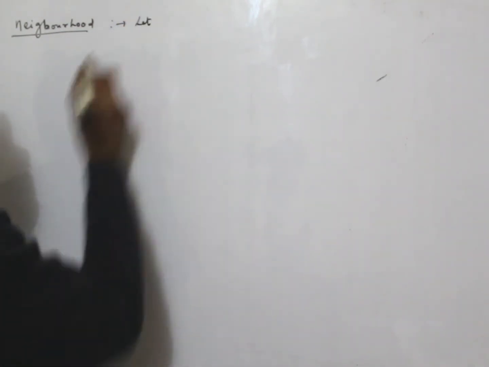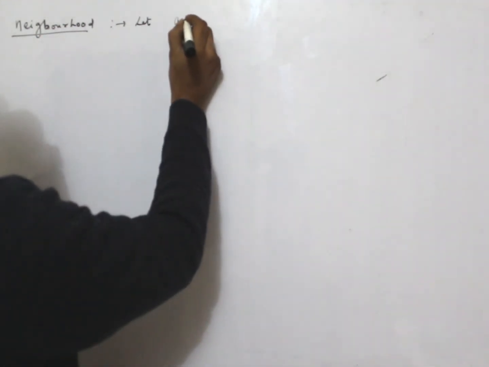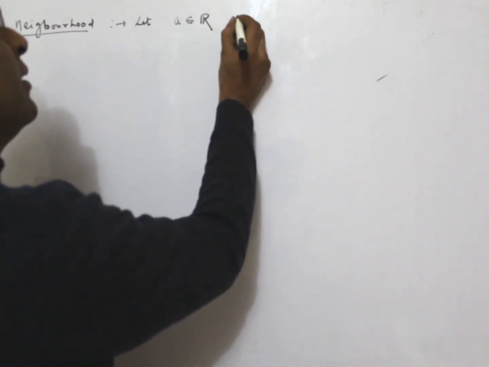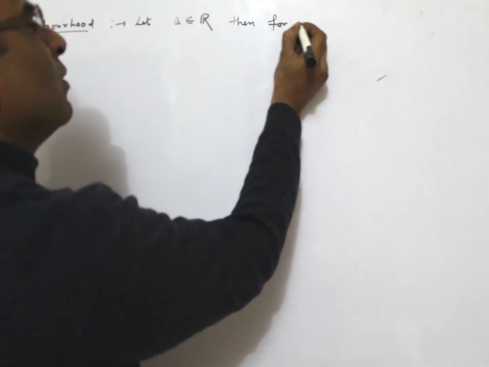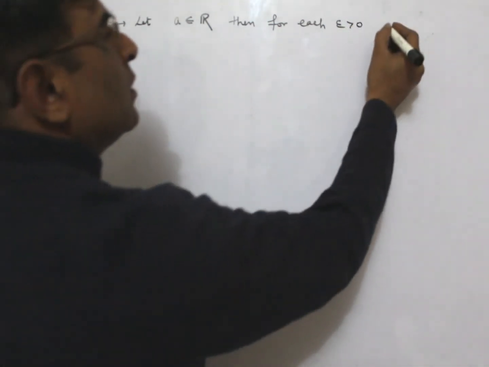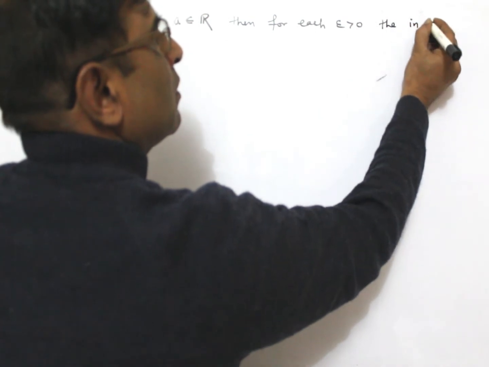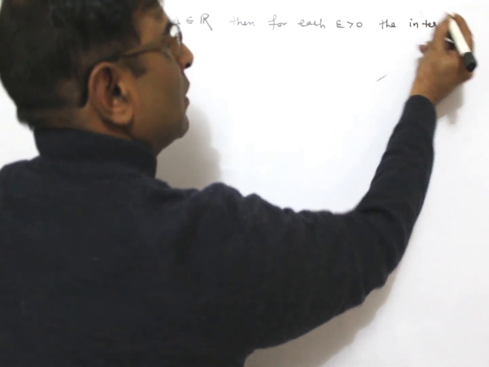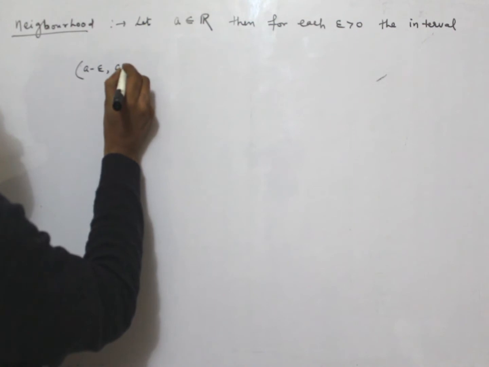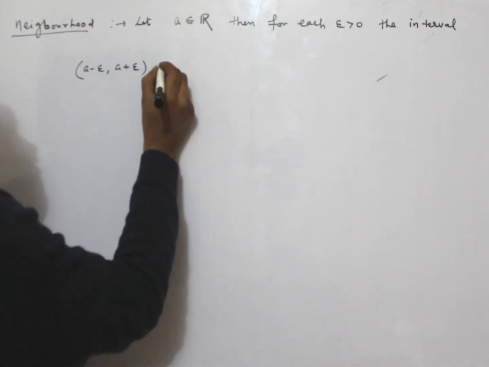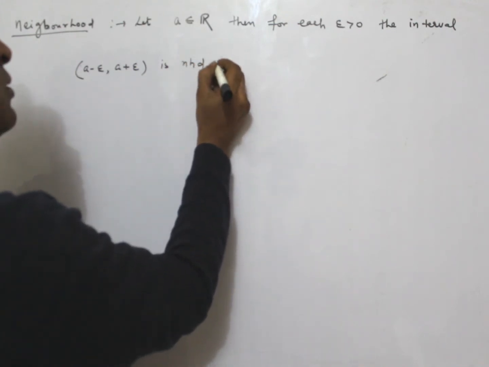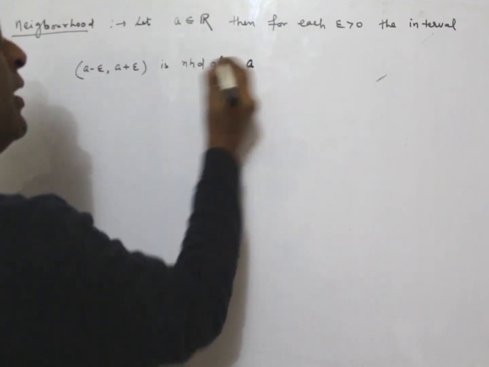Let A be any real number, then for each epsilon positive, the interval A minus epsilon, A plus epsilon is a neighborhood of A.